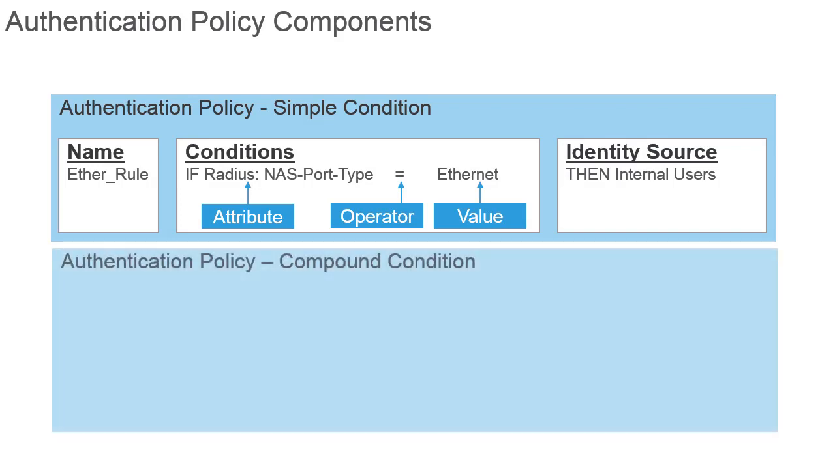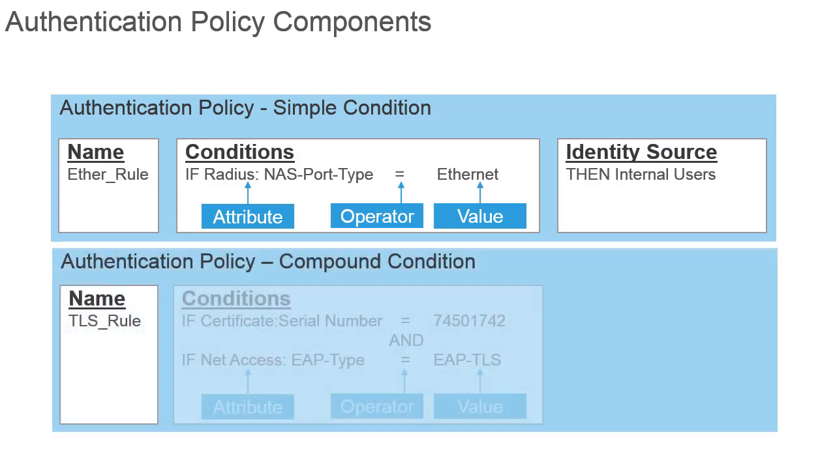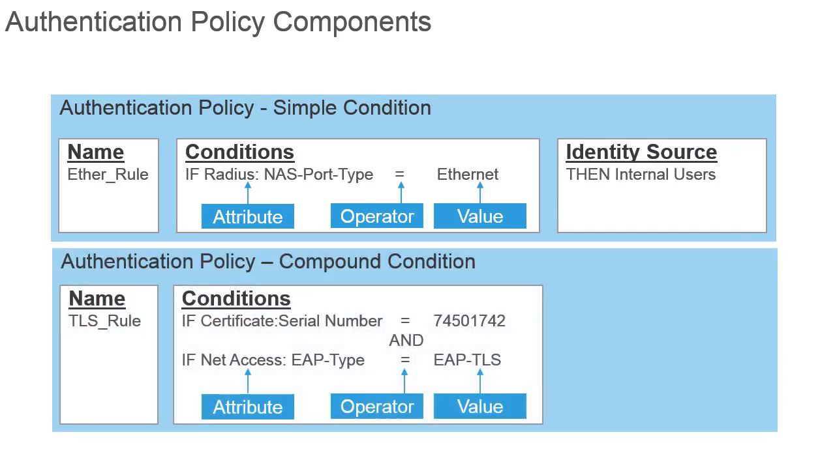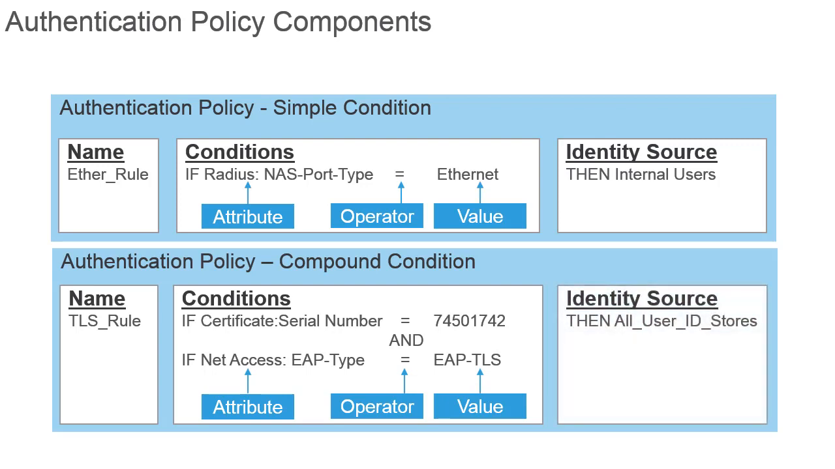The TLS rule strings conditions together with a Boolean AND operator. If the certificate serial number equals 74501742 and the network access EAP authentication type equals EAP-TLS, then a sequence of servers can be checked for credentials. The actual servers to be checked are defined in the identity source sequence named All User ID Stores.